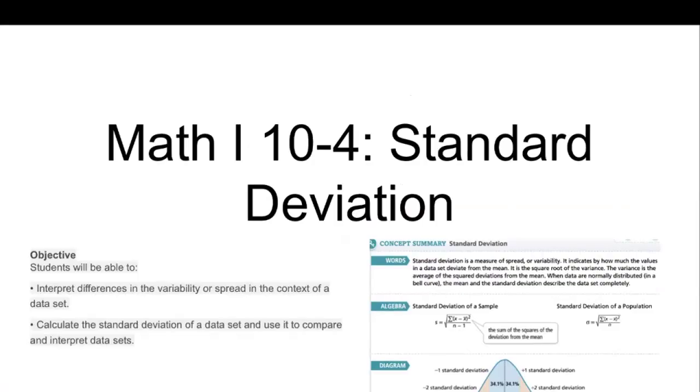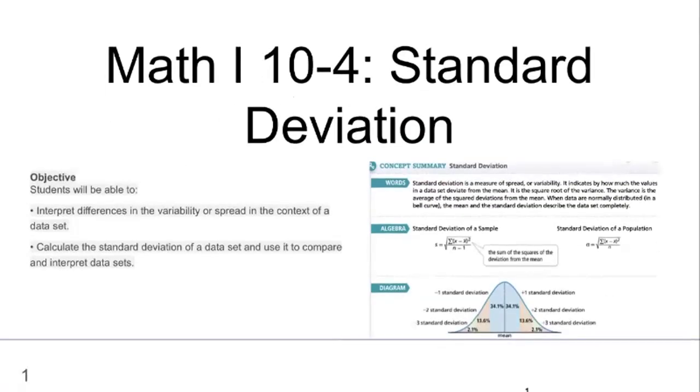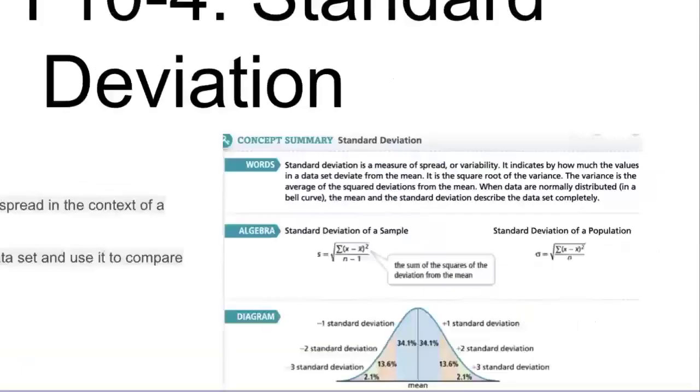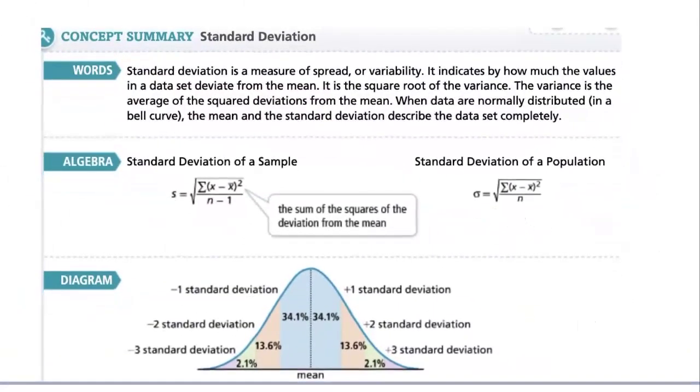All right, 10-4 standard deviation. So here's the definition of standard deviation. Standard deviation is a measure of spread or variability. It indicates by how much the values in a data set deviate from the mean. So remember, mean is the average. It is the square root of the variance. The variance is the average of the square deviations from the mean. So when data are normally distributed in a bell curve, the mean and standard deviations describe the data set completely.